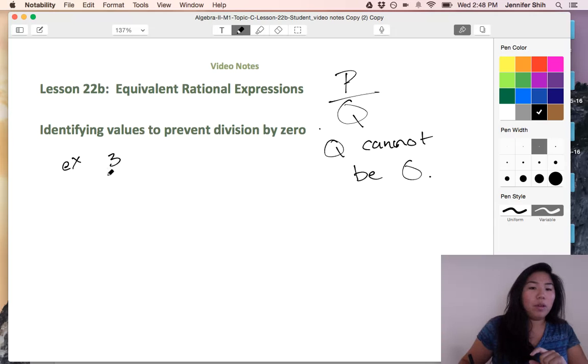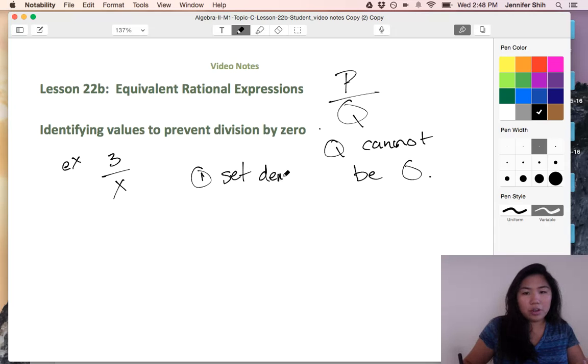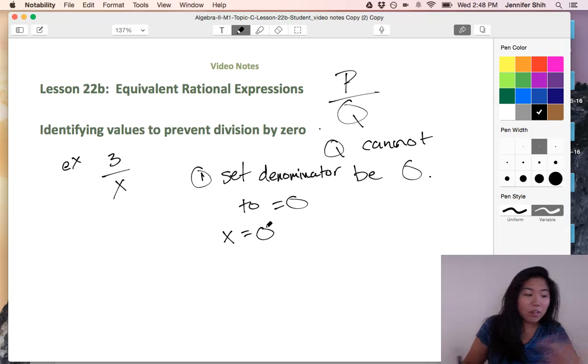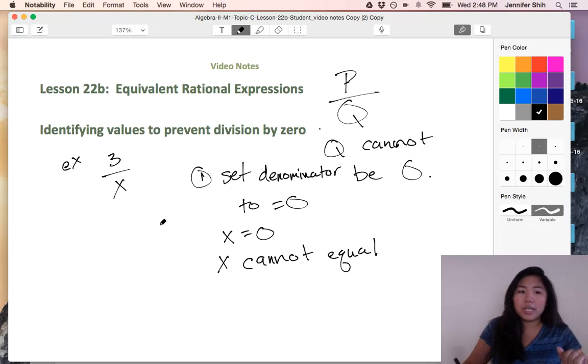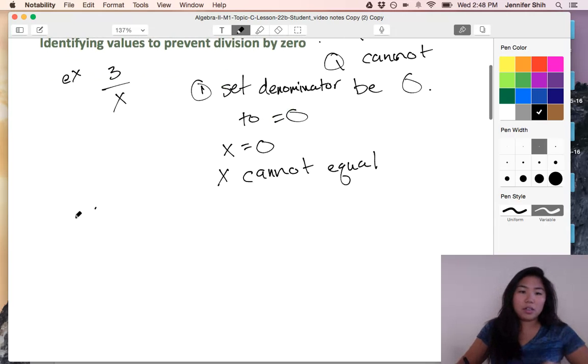So for example, if we have 3 over x, the first thing you're going to do is set the denominator to 0. So you just set x is equal to 0. Now, we don't really have to solve for anything because it's already solved, but what this means is all the values for x can work except x cannot equal 0. So if we do plug in 0, then our whole expression is undefined, and so we need to call out which values make that function undefined.